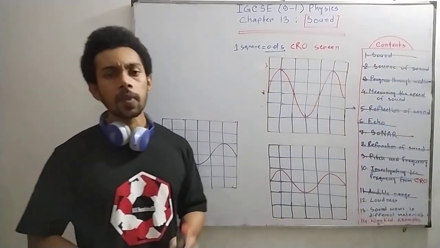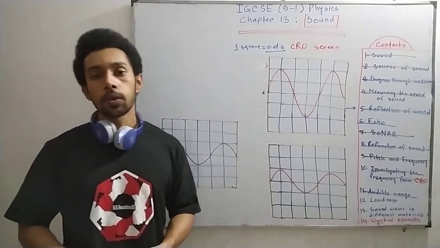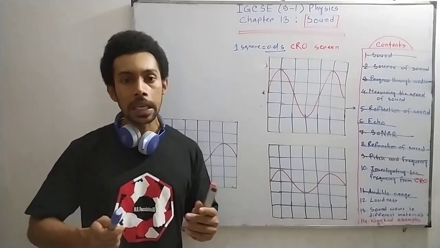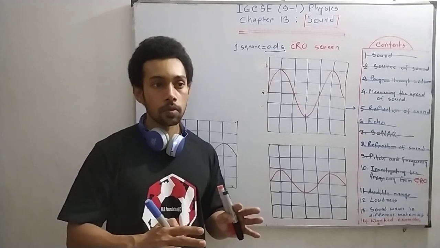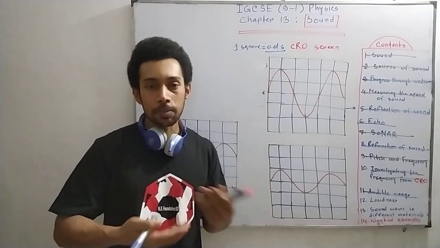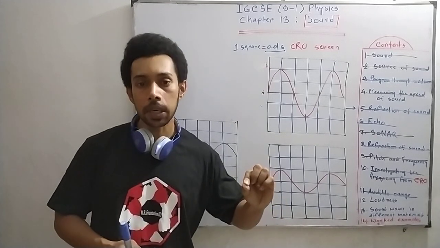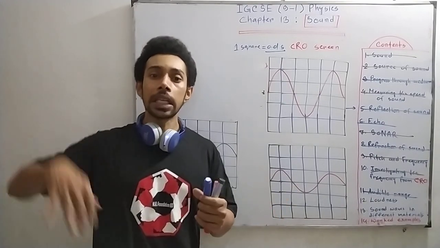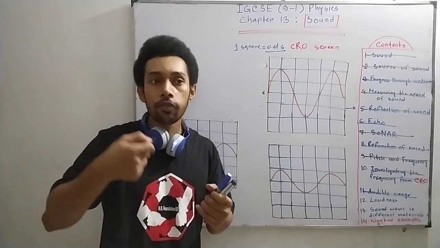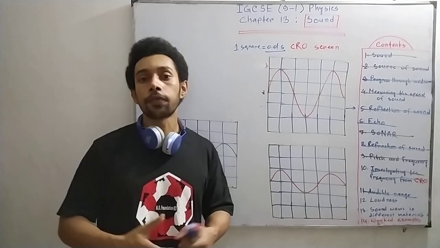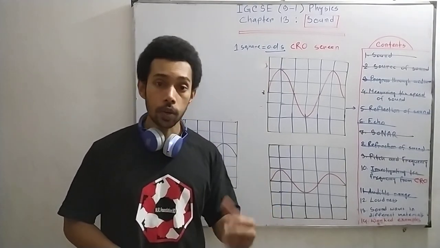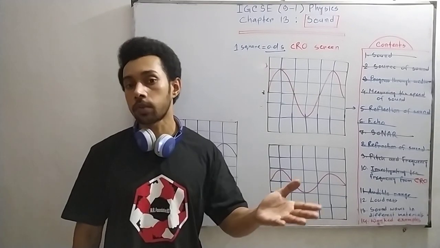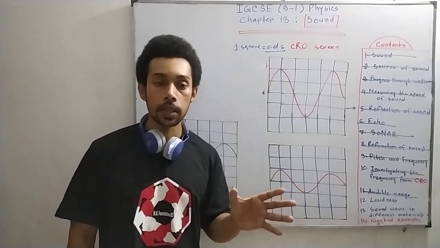Now, loudness. The loudness of sound depends on the amplitude. For example, if you hit a drum with a soft hand, the drum skin will vibrate with smaller amplitude, therefore the sound heard will be quieter. But when you hit it hard, the drum skin will vibrate with larger amplitude, therefore the sound heard will be louder. Okay, the loudness of a sound depends on the amplitude. The higher the amplitude, the louder the sound, and the lower the amplitude, the quieter the sound.